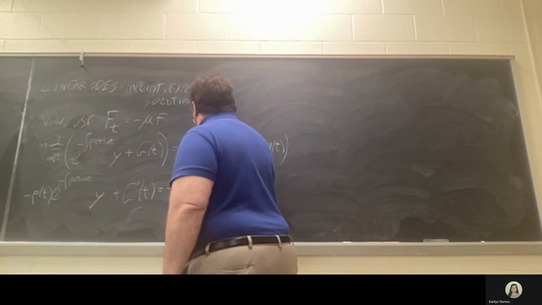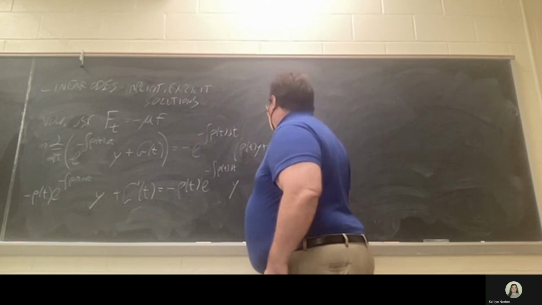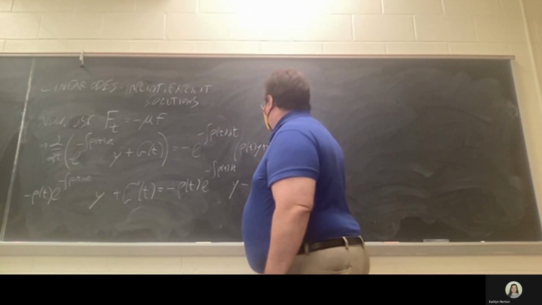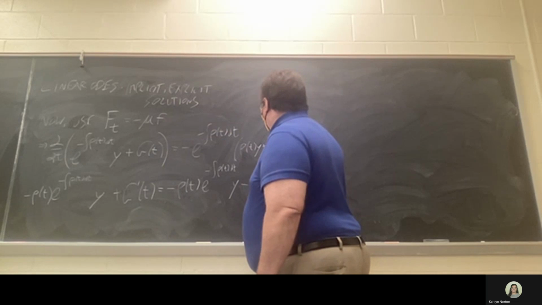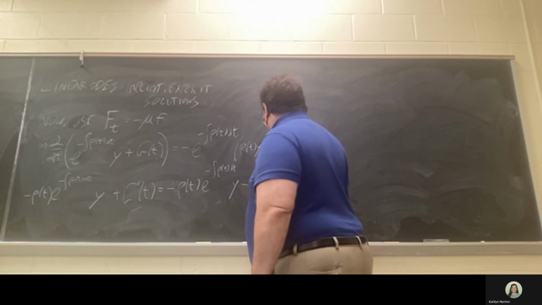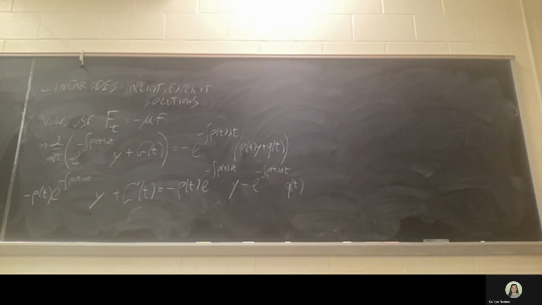Now I'm going to distribute the rest, and I'm going to have minus p of t times the exponential times y, and then I have minus e to the minus integral of p of t dt times q of t. So now the whole equation is written out for g of t.